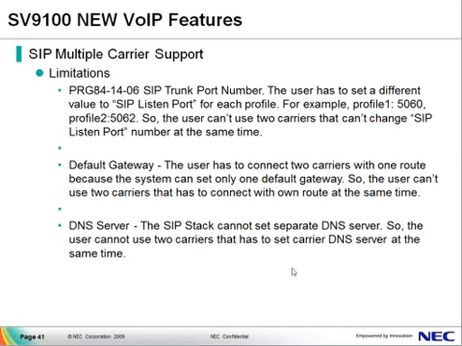The next limitation is with the default gateway. When two carriers are connected to the sv9100, they must both be accessible through the one default gateway programmed in 10.12.03. The third limitation is DNS server. The SIP stack cannot separate DNS server information, so if using two carriers, they cannot have separate DNS server settings at the same time. They must both use the same DNS configuration.